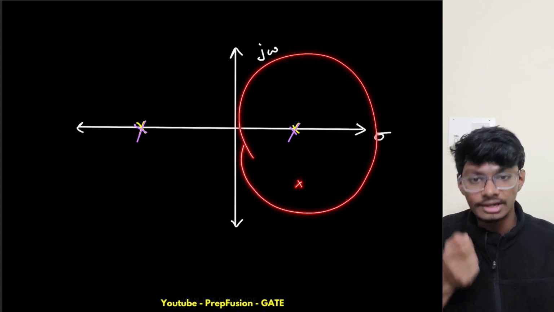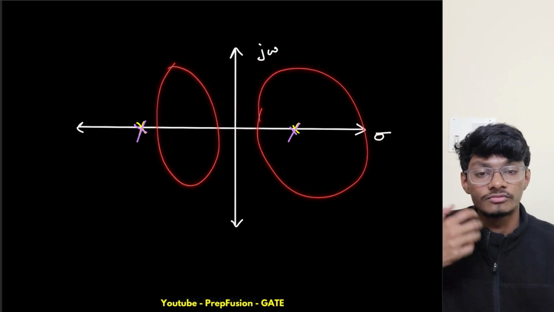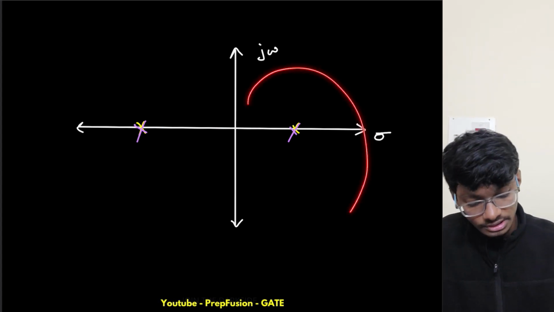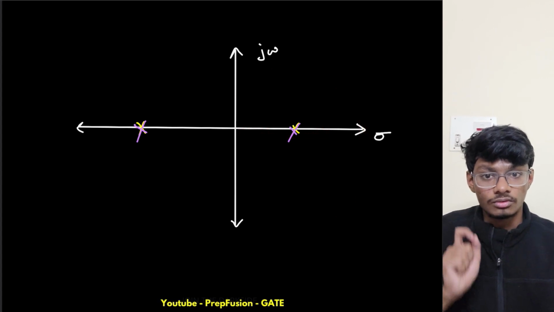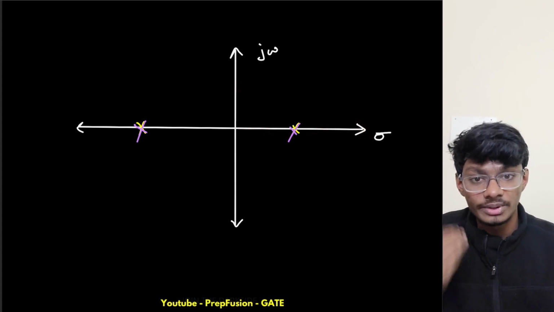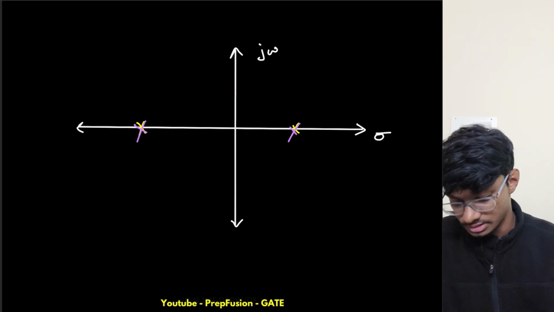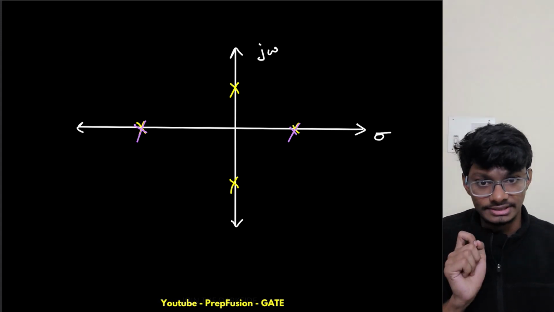And again, nothing can lie around here. If something lies around here, something has to lie around here to satisfy the condition of symmetricity. But none of the poles can lie around here, because 2 poles are already gone. So where can they lie? They can lie on the imaginary axis. To satisfy the condition of symmetricity, they will lie on the imaginary axis.